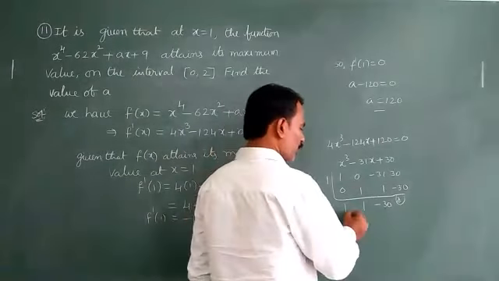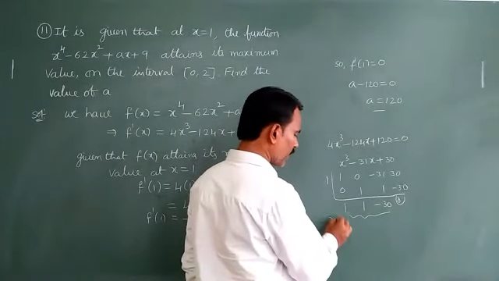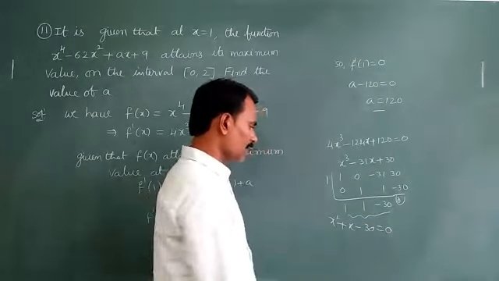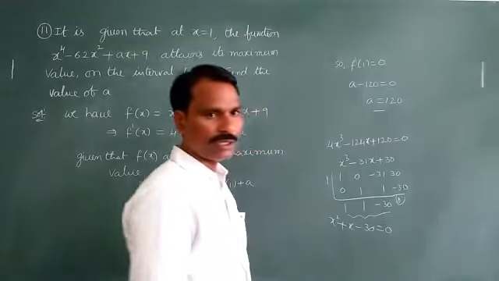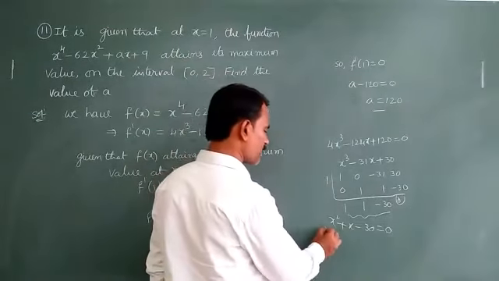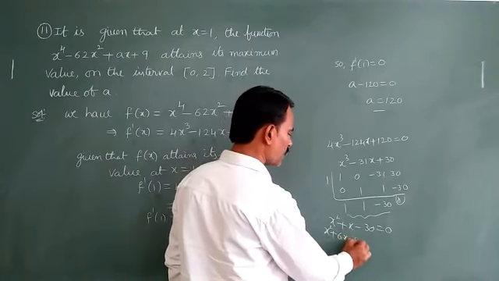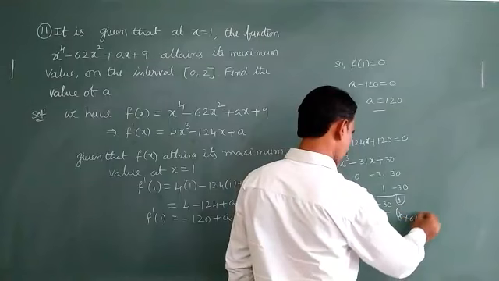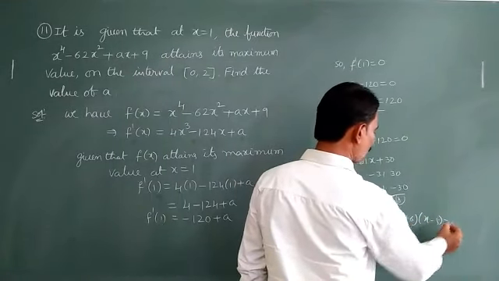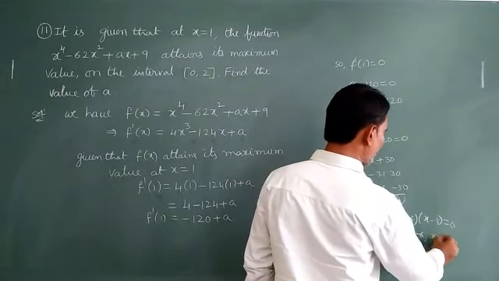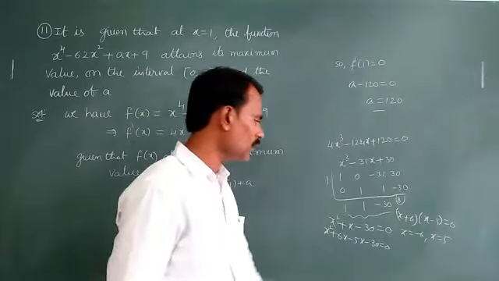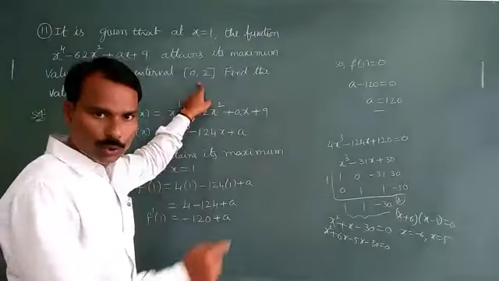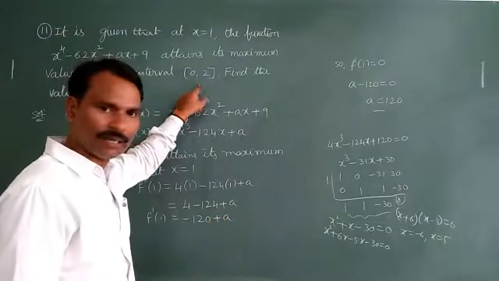Now taking roots for this, what do we get? x square plus x minus 30 equal to 0. Split 30 as 6 and 5: x square plus 6x minus 5x minus 30 equal to 0, so one factor is x plus 6 and one more is x minus 5, equal to 0. x is equal to minus 6, x is equal to 5. These two will not exist in the closed interval 0, 2. Those two numbers will not exist in this interval.